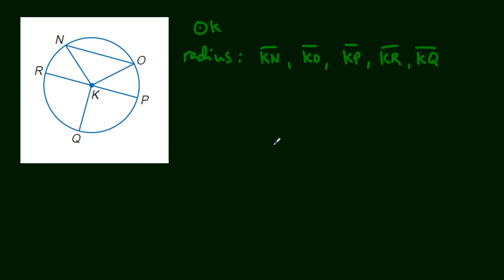Name a chord of the circle. We have a chord NO. The line NO is a chord. And we have also RP, a very special chord, which is called the diameter. Name a diameter of the circle. We already named it. The line RP or PR is called the diameter.